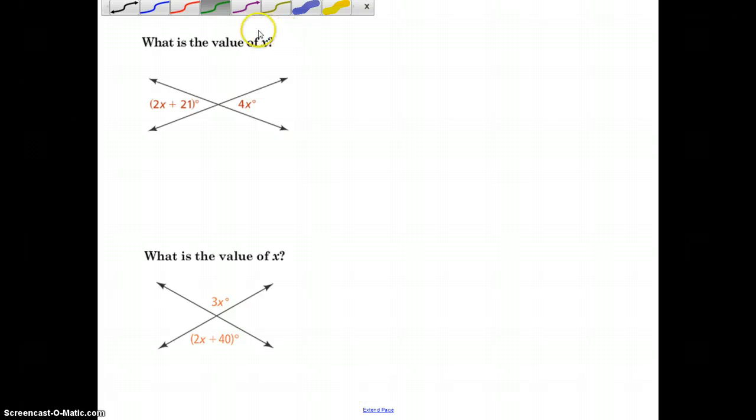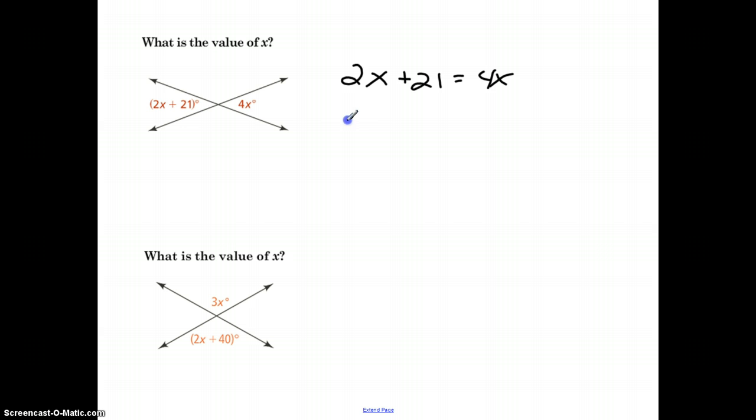Alright, we left off with our vertical angles theorem, and it told us that vertical angles are congruent. So what we know about these two angles, since they're vertical, is that they're congruent. So that means that their measures equal each other. So, let me grab a pen. We'd have 2x plus 21 would equal 4x. So now we'll just use our algebra to solve this.